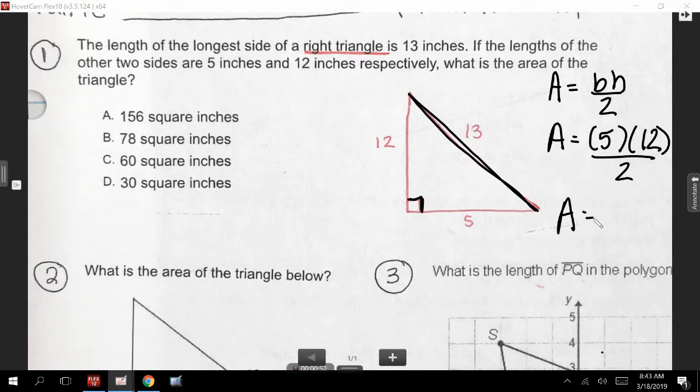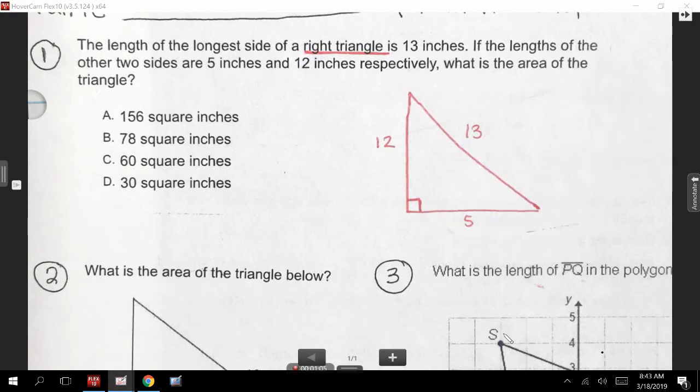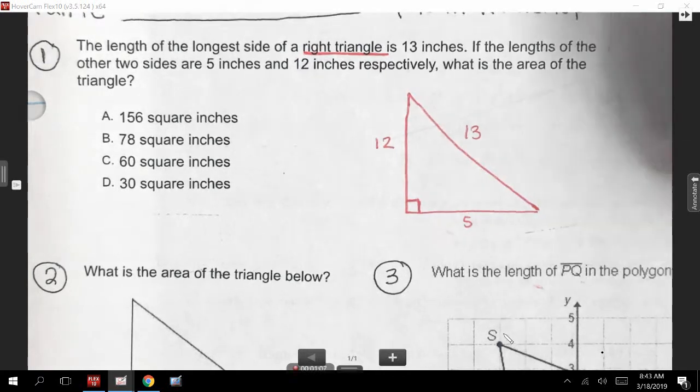So for my area, when I multiply those out and divide by 2, what do I get for my area, Taylor? 30, because we got to remember to do the dividing by 2. All right, let's look at number 2. So make sure you've circled the correct answer on number 1.